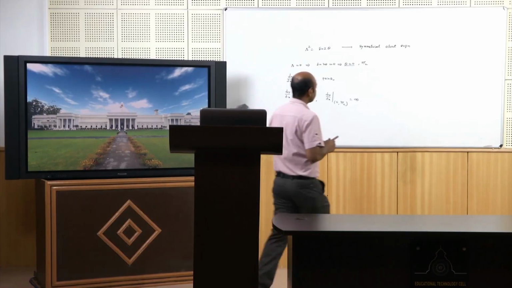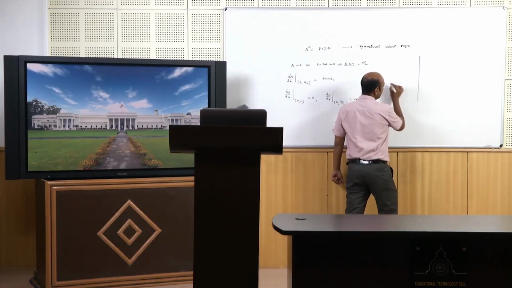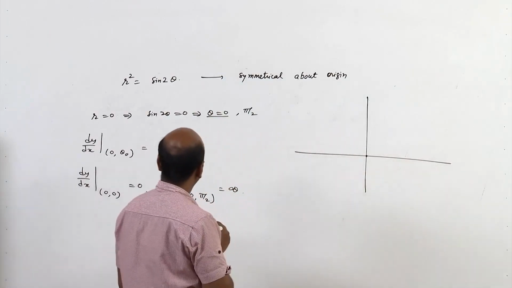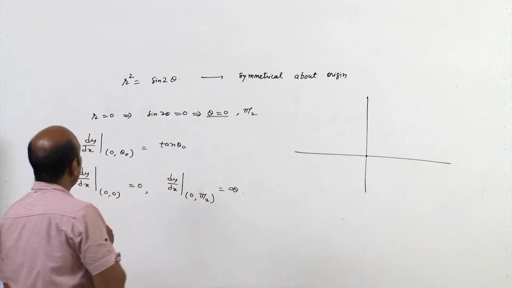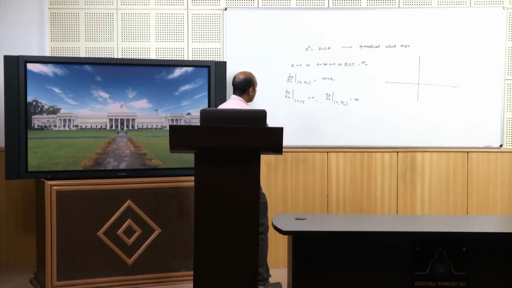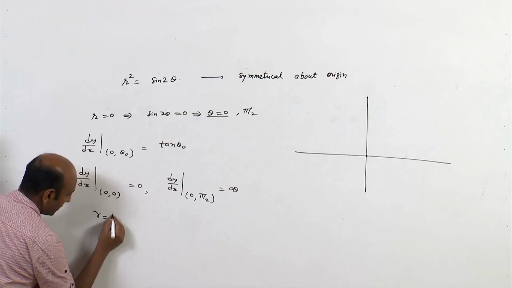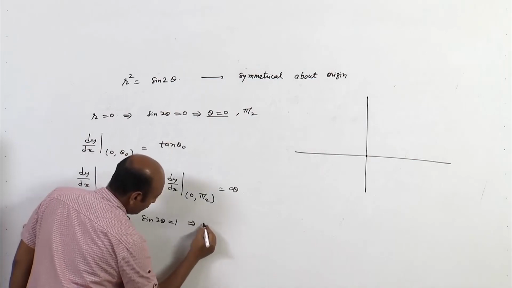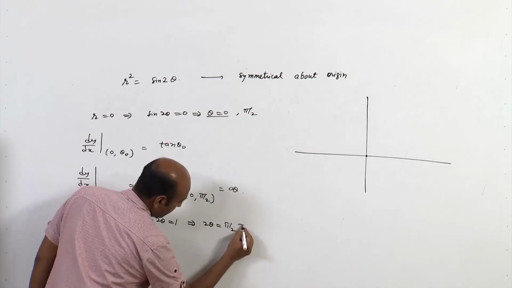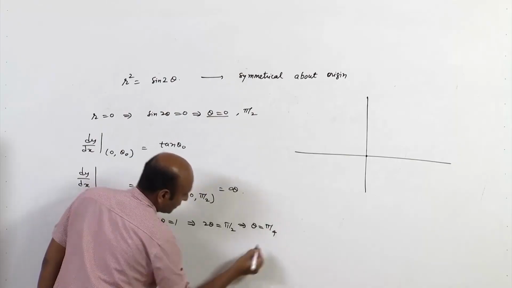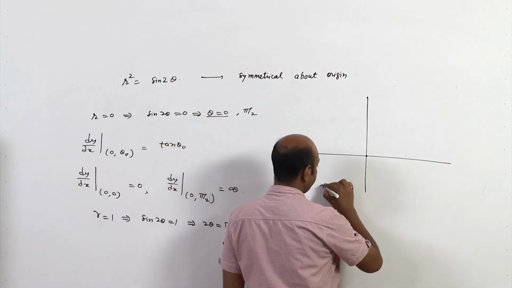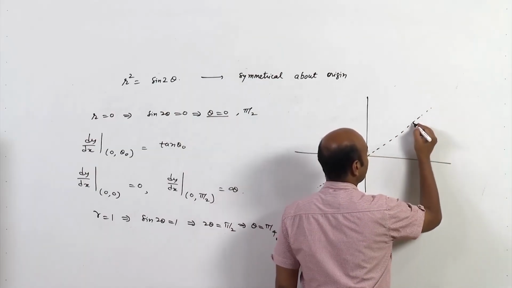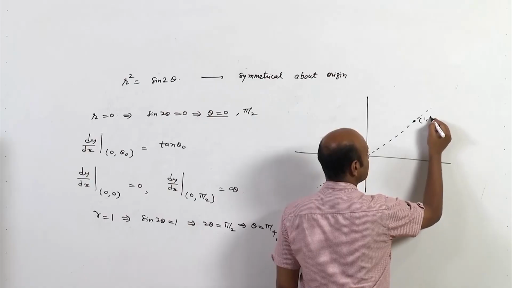Okay. Now, this is origin. Okay. So, when r equals 1, it implies sin 2 theta is 1, which means 2 theta is pi by 2, implies theta is pi by 4. So, you plot theta equal to pi by 4. At theta equal to pi by 4, r is 1, which is the maximum value. So, say it is (1, pi by 4).